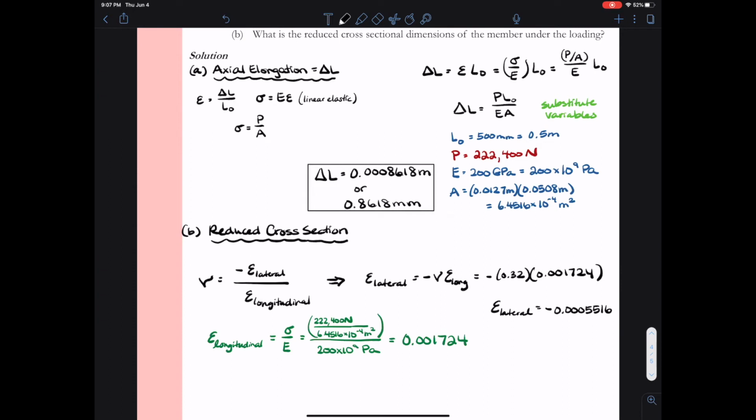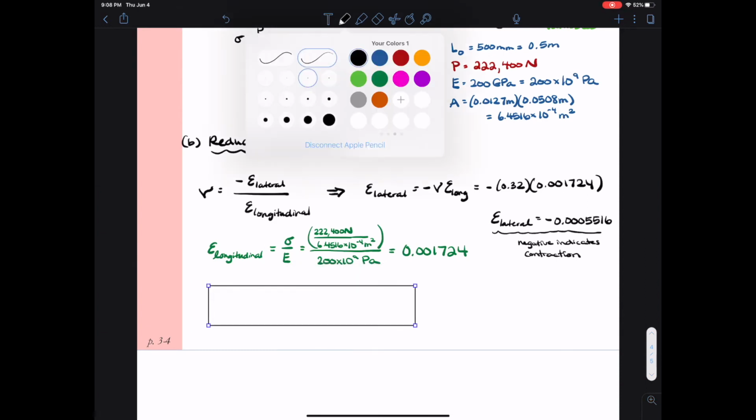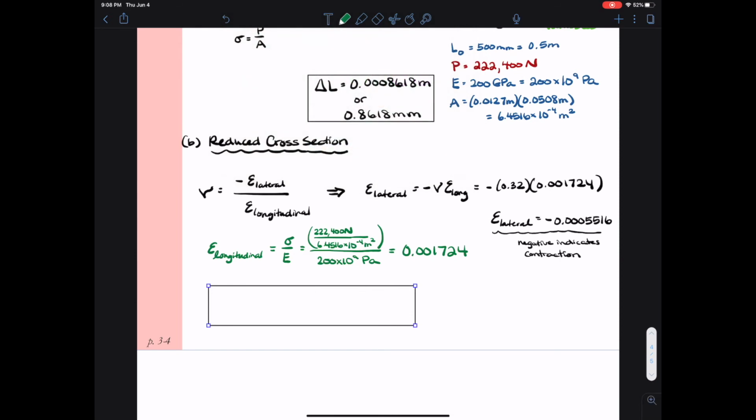Now remember, strain is unitless. If you like, you could think of this in terms of meters per meter or millimeters per millimeter. And the negative sign just indicates in this case that in the lateral direction we'll have contraction or shrinkage of the cross-section. Okay, so that's all that the negative means. So because we had tension in the longitudinal direction, we have contraction in the lateral direction, or a shrinking of the cross-section. So I just want to graphically demonstrate what this is.